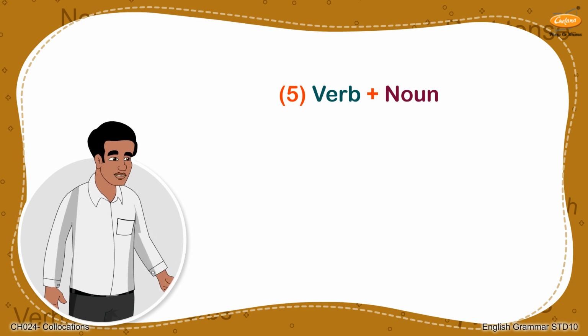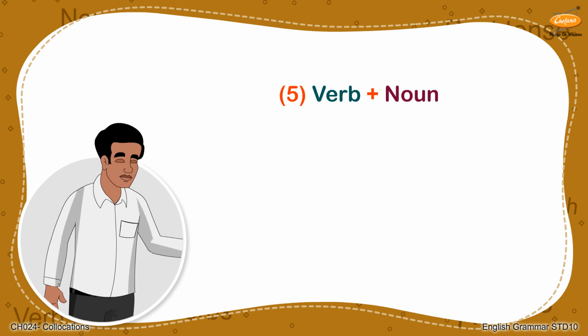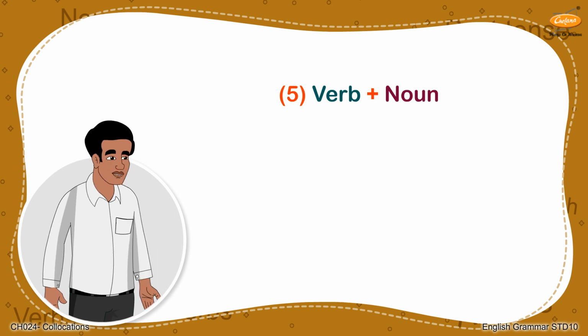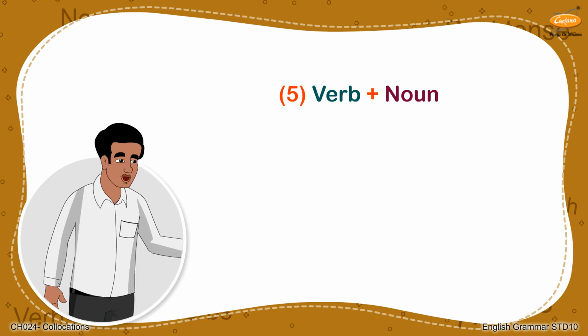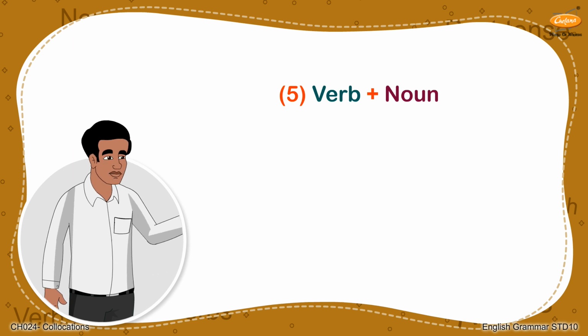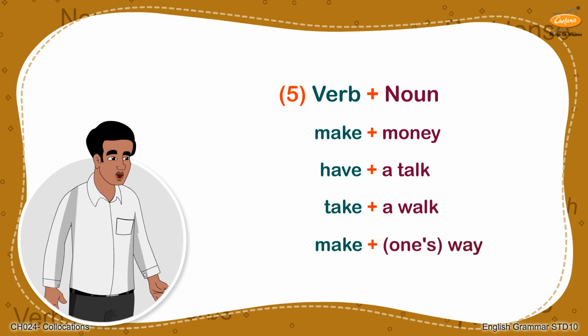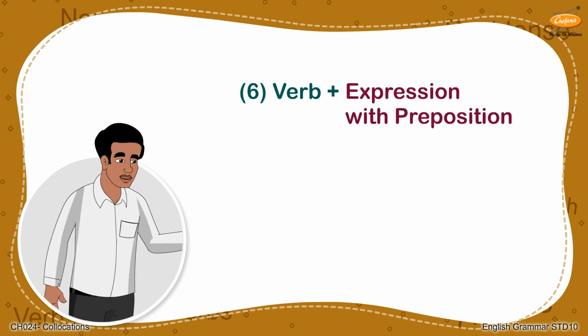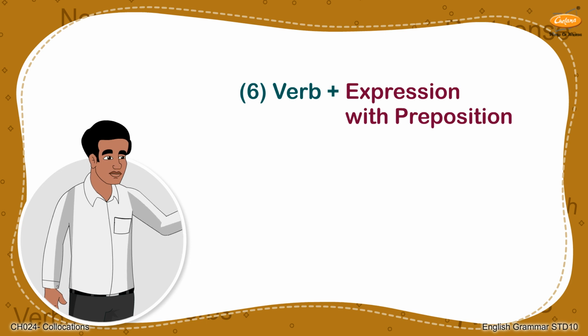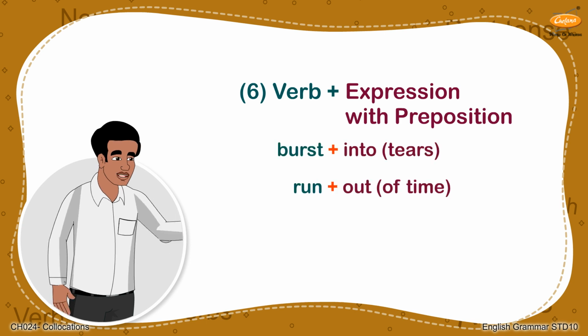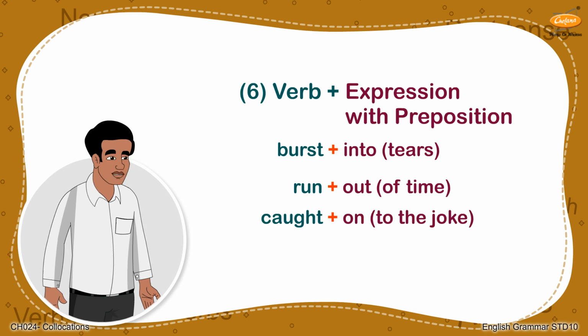However, collocations made in the noun plus verb construction are not the same in usage or meaning as the verb plus noun construction. Examples of this form of collocations are make money, have a talk, take a walk, make one's way, and so on. Finally, collocations can be formed using the combination of a verb and an expression with a preposition. Examples of these structures are burst into tears, run out of time, caught onto the joke, etc.